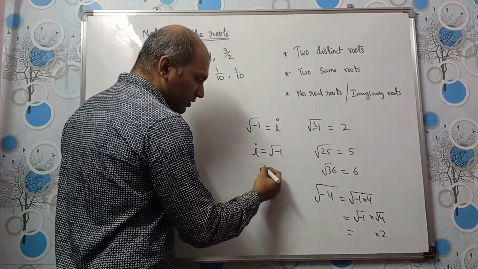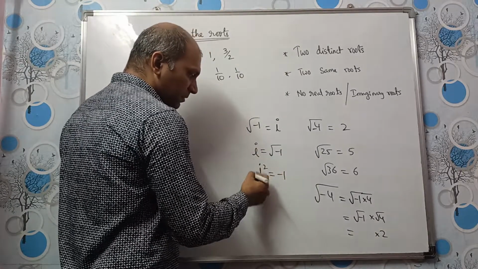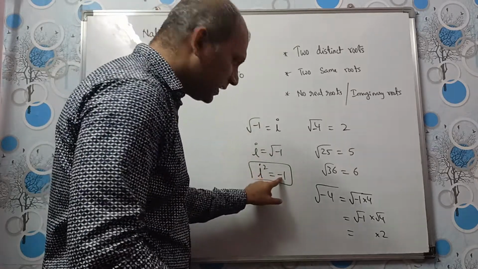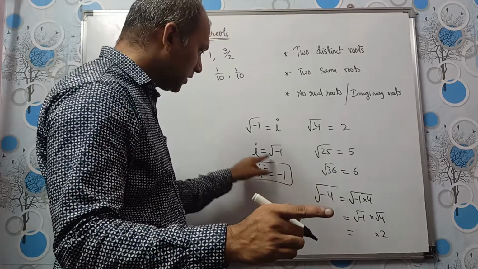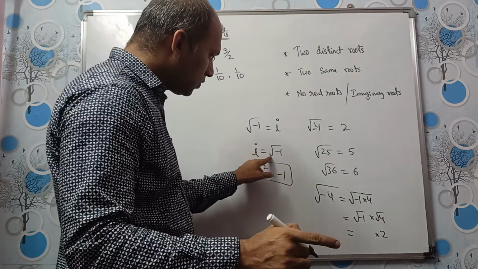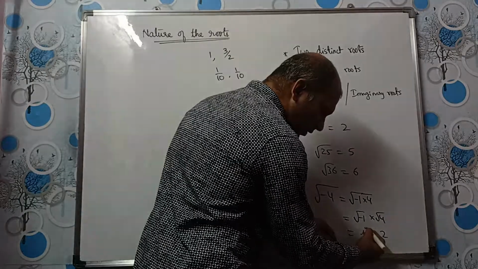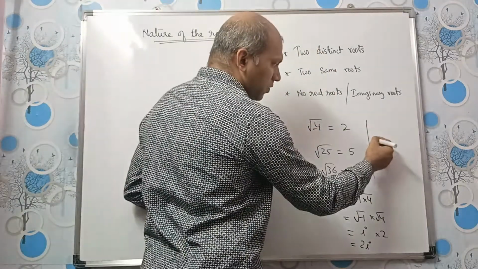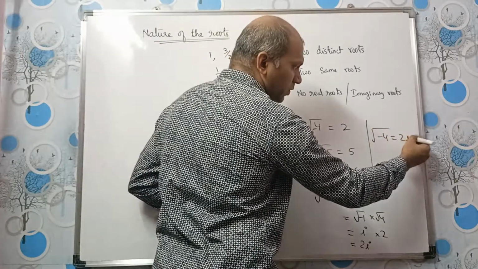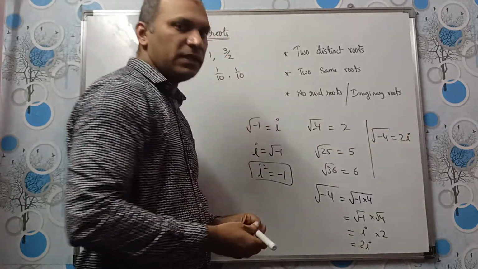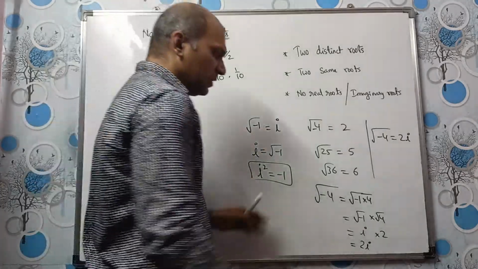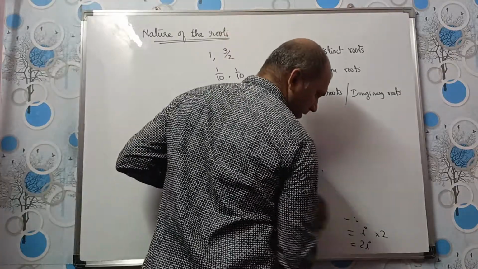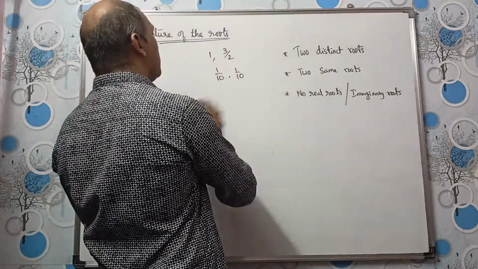If you square on both sides, i square will be minus 1. This is an imaginary number. So if you square an imaginary number, you will get a negative value. Or you can write i as root of minus 1. So we can write this as 2i. Remember, root of minus 4 is equal to 2i, where i is an imaginary number. I hope this is clear. Don't get into a lot of detail. In 10th class, you don't have this concept. In intermediate, you can learn it.